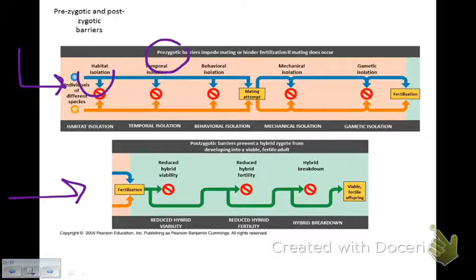Okay, so habitat. They live in the wrong place. Remember the example we talked about in class was a snake. A snake that lives in the water, a snake that lives on the ground. Their DNA may be similar enough, but their habitat is different. So they can't mate. So the zygote never forms. So they're not the same species. Temporal would be timing. The timing is off. You know how some organisms go into heat, like dogs or things like that.